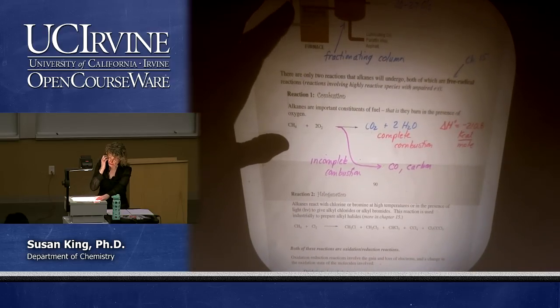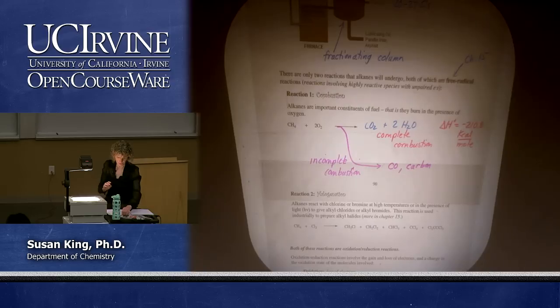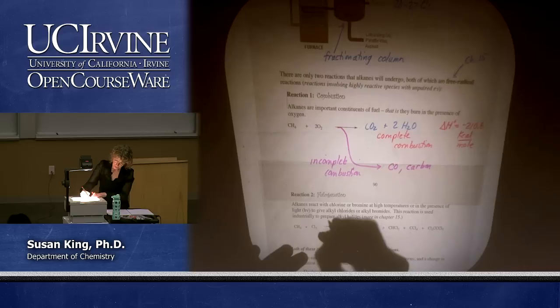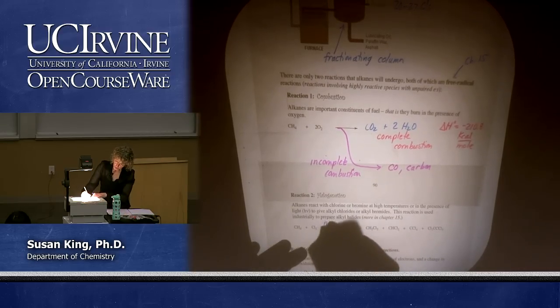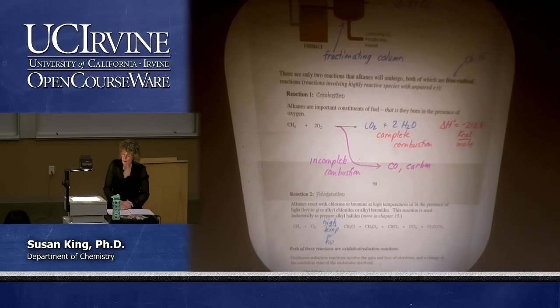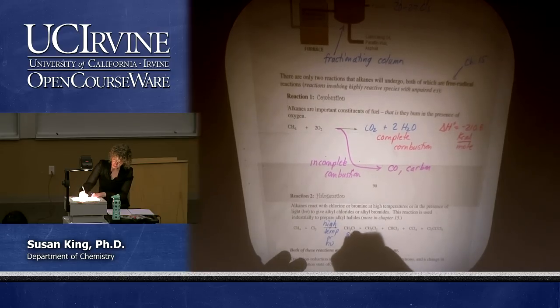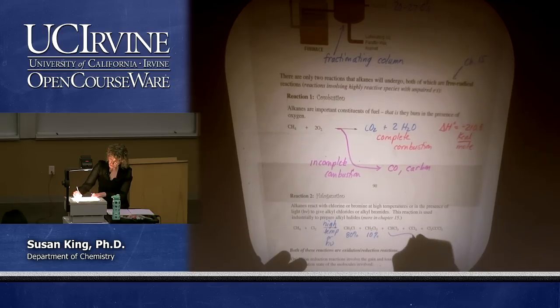And the second reaction is halogenation. Again, this is chapter 15, so we're not memorizing this. This is just sort of a little, okay, we're going to be talking about this in the future. High temperature or light. And for light, I'm using H nu. So high temperature or light, we can halogenate: 80%, 10%, and small amounts of these others.